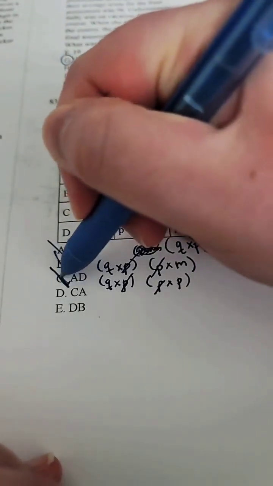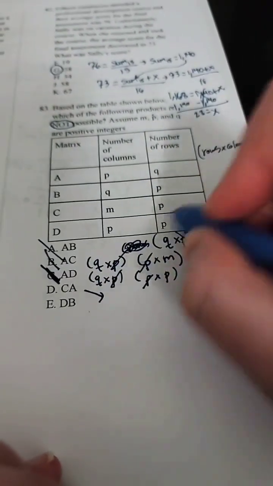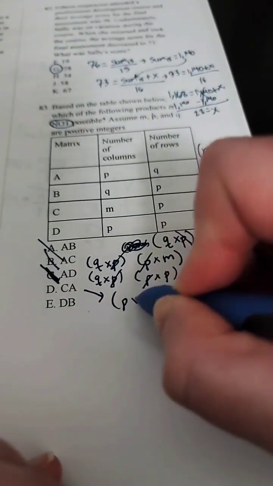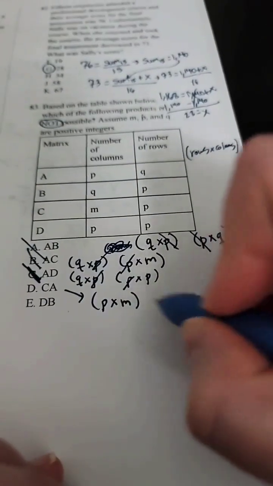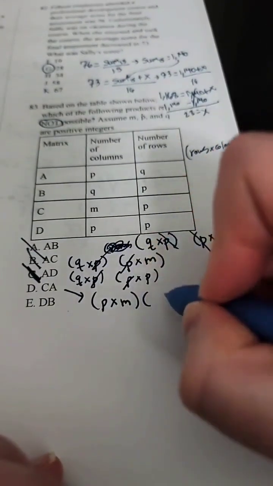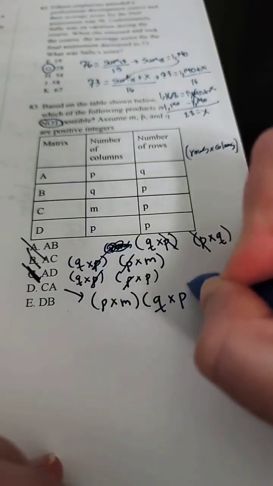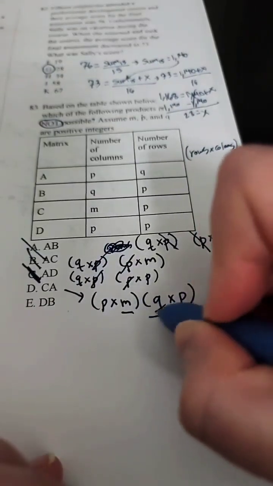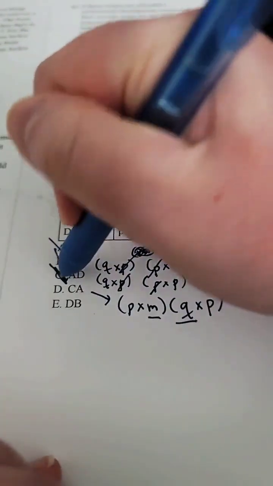So then we're going to go to D. So D is going to be C, which is rows times columns would be P times M. And then A, again, is just rows times columns, which would be Q times P. Now these are not the same thing. Those don't cancel out. So it would have to be D.